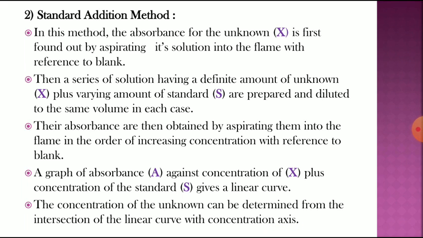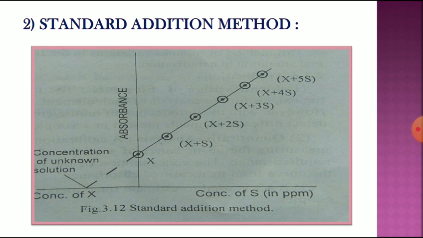Now we'll see the graph of the standard addition method. So this is the graph of the standard addition method. In this method, this is the x-axis, on which there will be our absorbance, and on y there is the concentration term. First of all, we have the unknown sample solution. We have measured the absorbance of that unknown sample solution, that is X. We will get the particular absorbance, but we don't know the concentration, right?